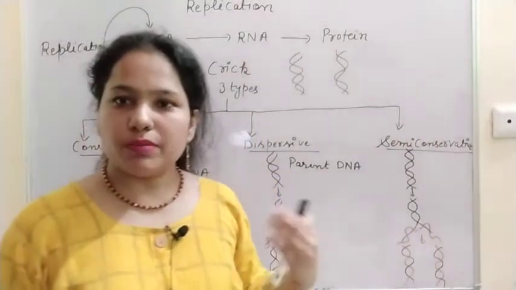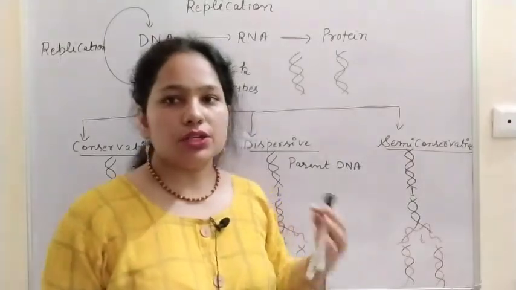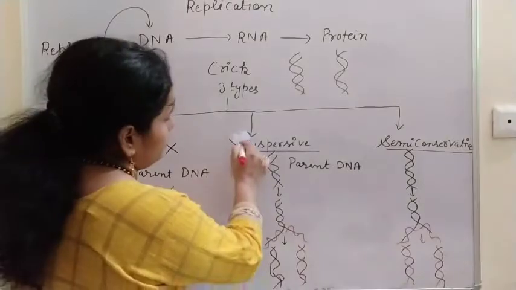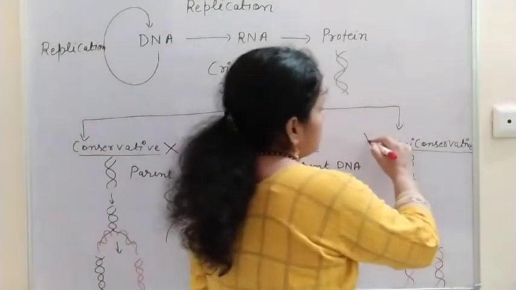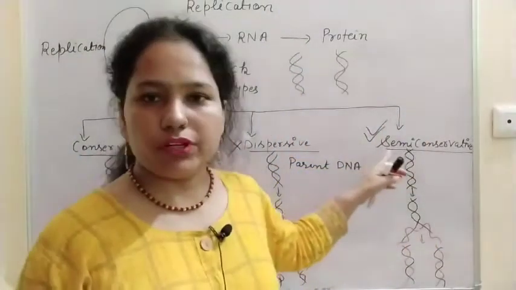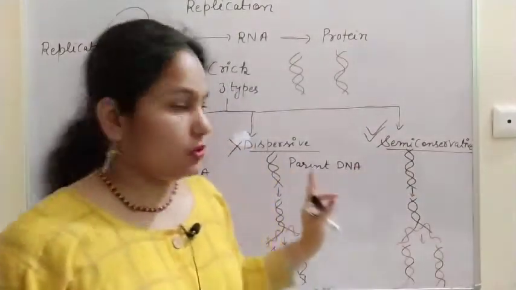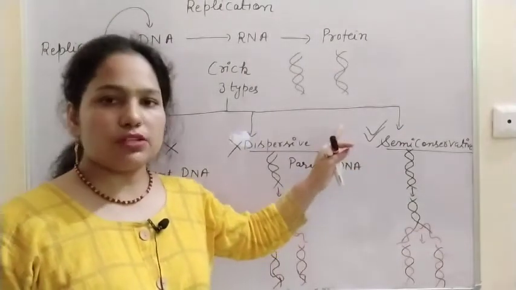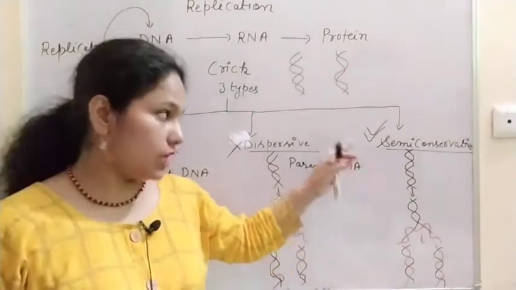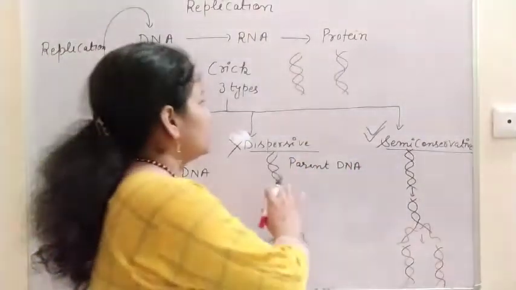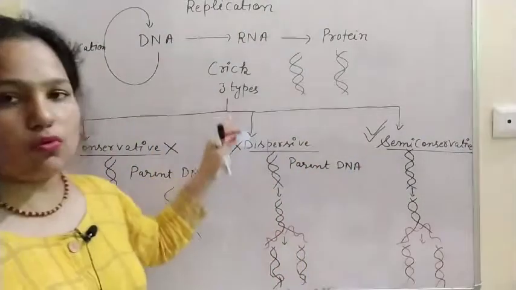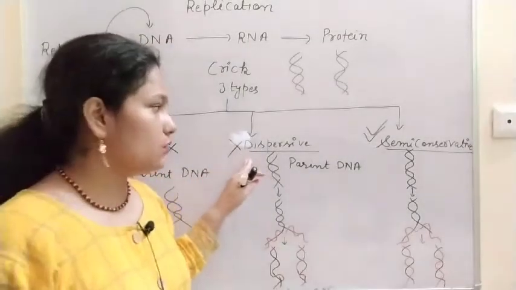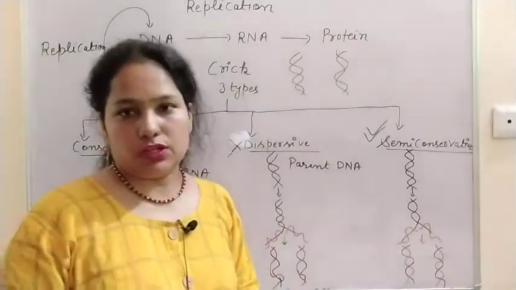And later, after experiments, it was proved that DNA replication is not the conservative type, not the dispersive type, but it is the semi-conservative type of DNA replication. So we will discuss how this semi-conservative model was proposed by two scientists. So I think you understood. There are three types of DNA replication. First is the conservative, second the dispersive, and third is the semi-conservative.